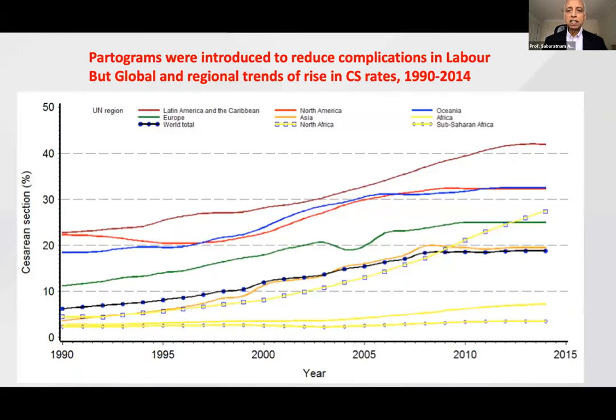One of the main concerns is the rising cesarean section rates. As you can see, from 1990 to 2014 it is rising in all the regions, Oceania, North America, and so on. There is a difference between urban and countryside, because in the urban side, whether it is the city of Delhi, Mumbai or Chennai, it will be higher compared to a rural area.